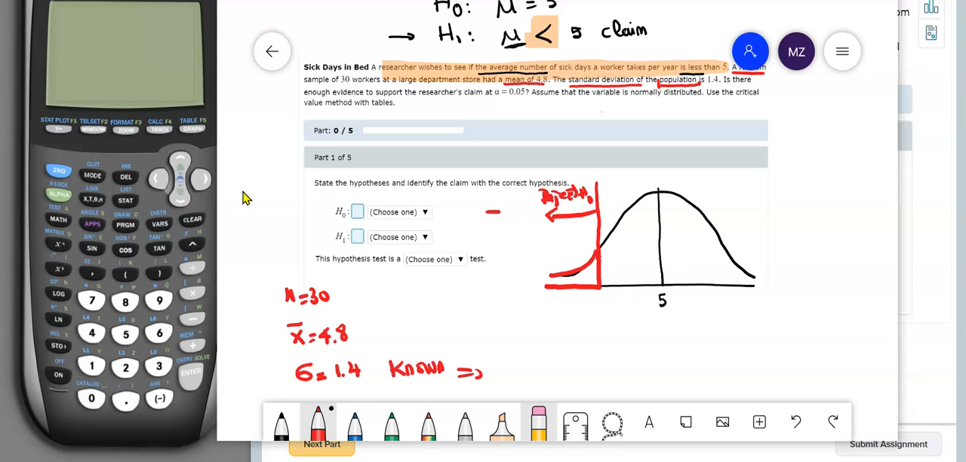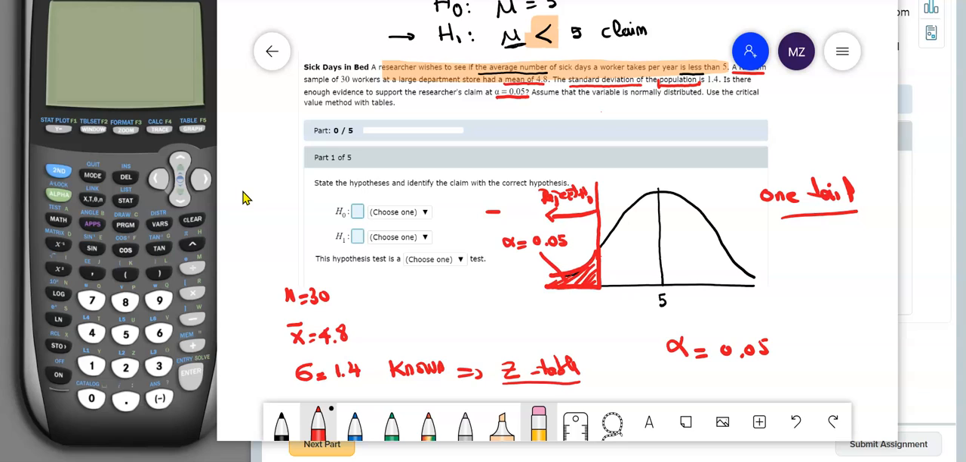Every time you have sigma known, you are using the z table. Every time. Any time that you have sigma known, you're using the z table. Is there enough evidence to support the researcher's claim at the level of alpha? So this is your alpha. Alpha is going to be 0.05, which is this area, the area of the rejection zone. Of course this can be only one tail, and the tail is going to be a left tail. Why the left? Because it's on the left side.